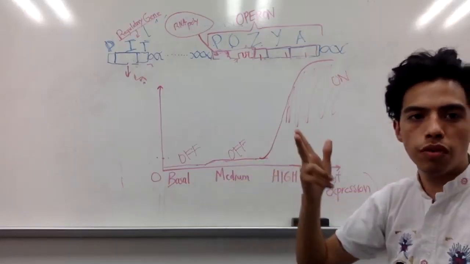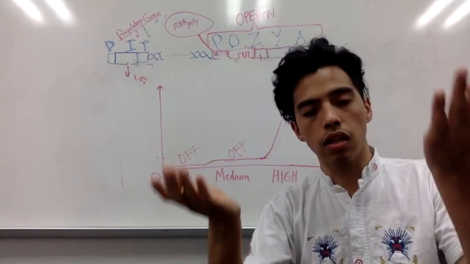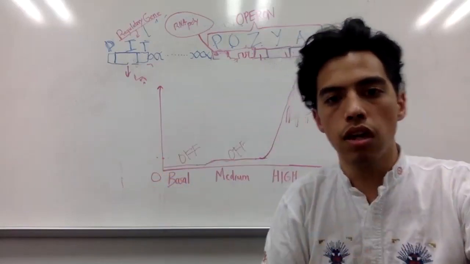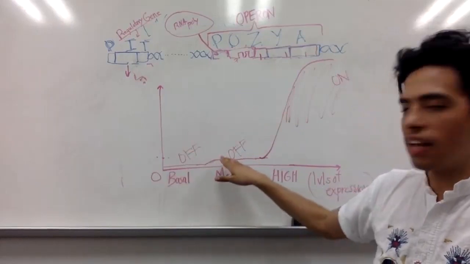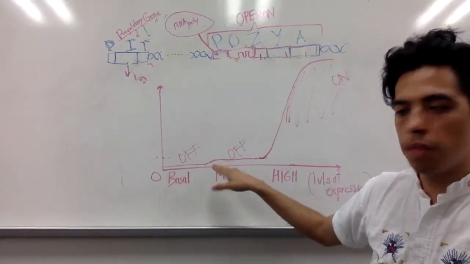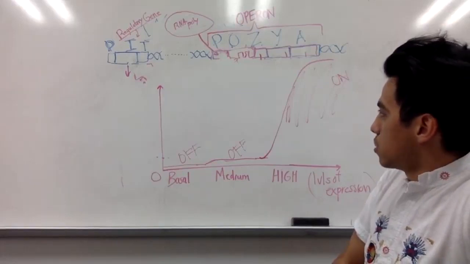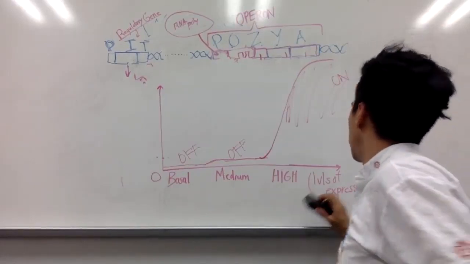But it's a specific case where you have glucose and lactose and they're competing against each other. That's when we use medium, but then again, it's not that much higher than basal. So yeah, we can move on to the trp operon.